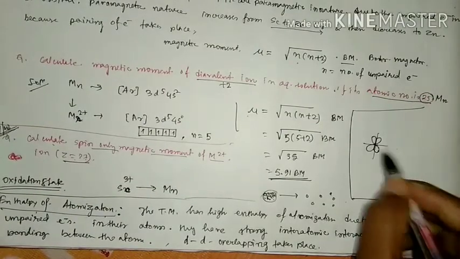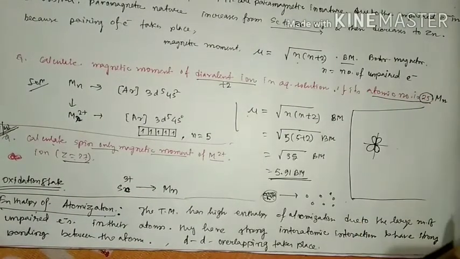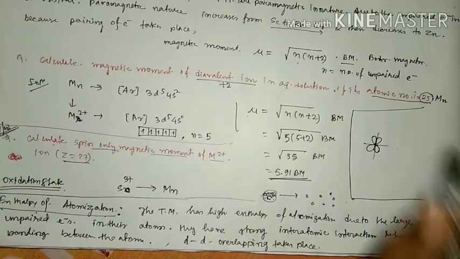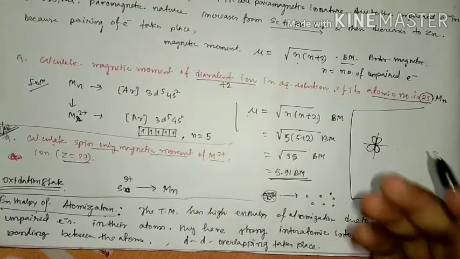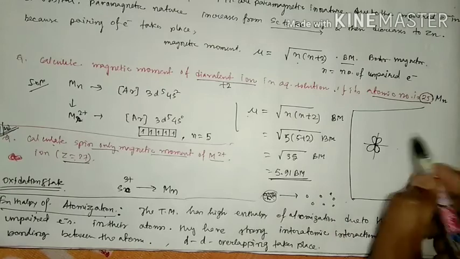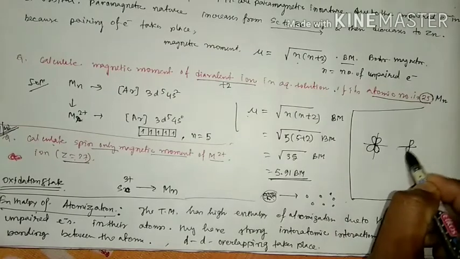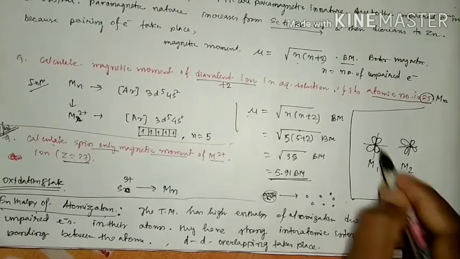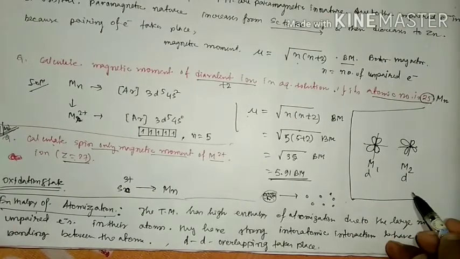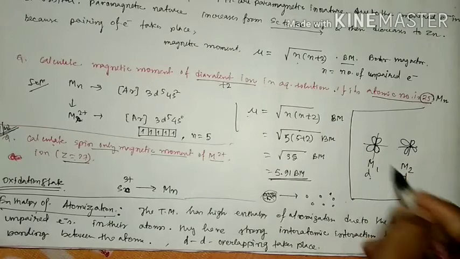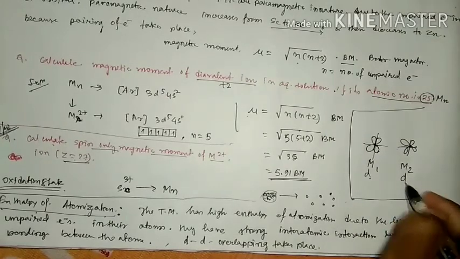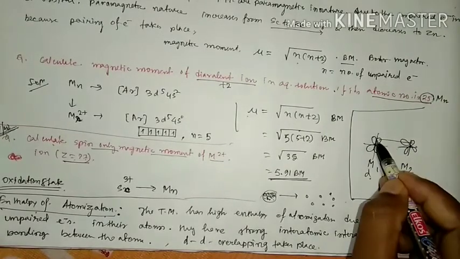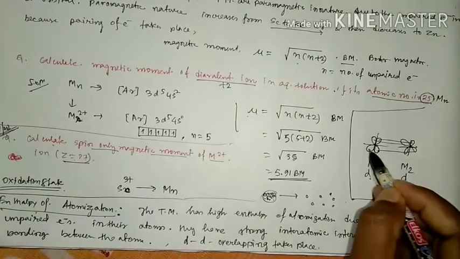This can overlap with another type of d orbital which is of another metal. So I'm writing this one is another d orbital; suppose this one is metal 1, this one is metal 2, this one also a d orbital. This d may be xy, yz, zx, and this also may be xy, yz, zx. Now this can overlap with this one, this can overlap with this one, this can overlap with this one, this can overlap with this one.